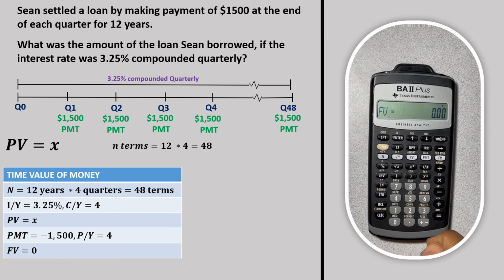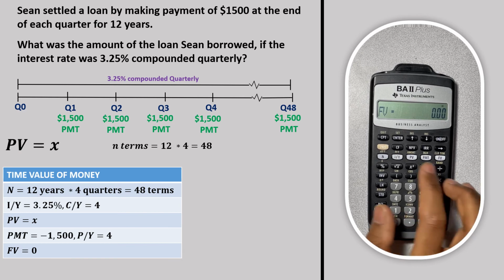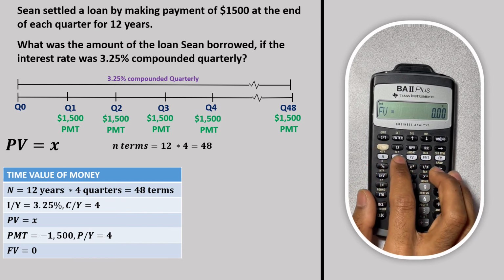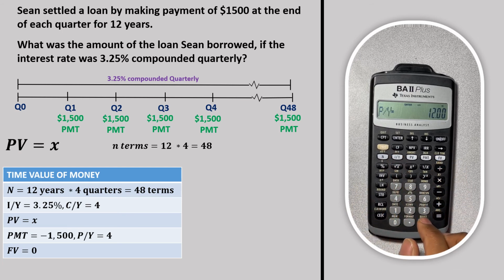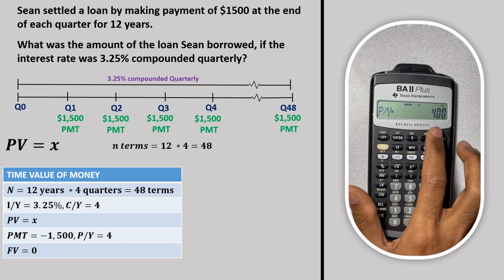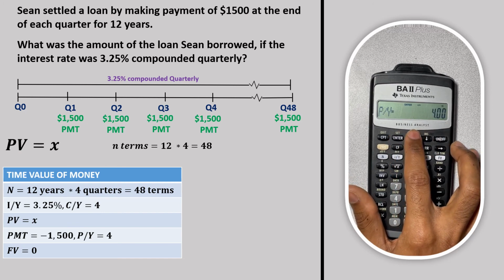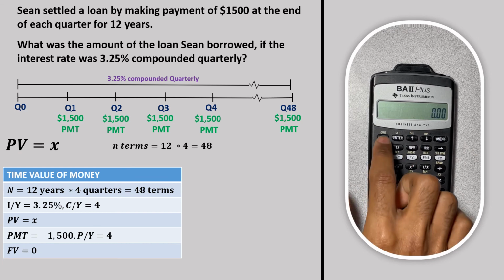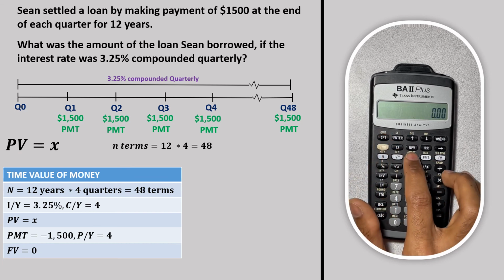Now, remember, we need to change our C per Y and P per Y. So we could just quickly do that. Again, second, I per Y, and we'll get the same 12 from the last question. We're just going to press 4, and press enter. And our C per Y and P per Y are changed to 4. So we're just going to click clear off, and now we're going to click compute and PV.